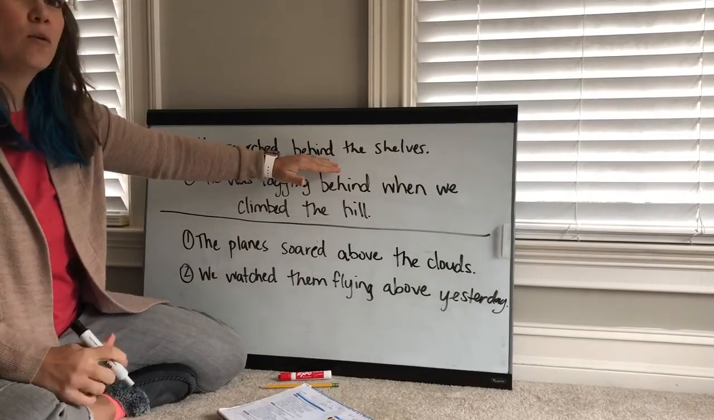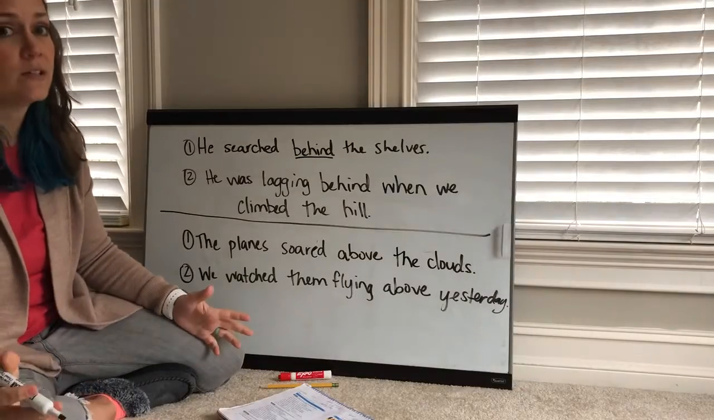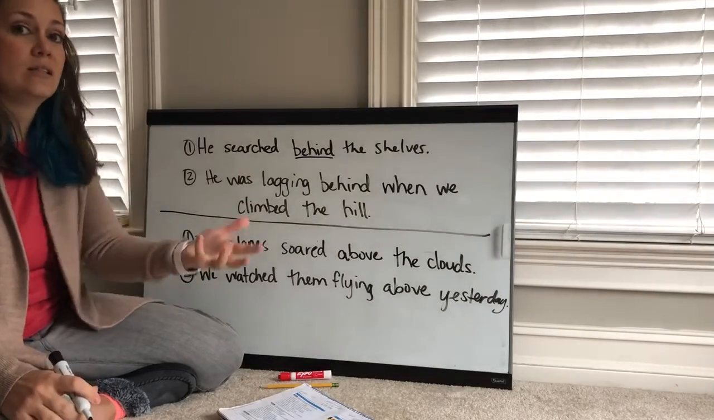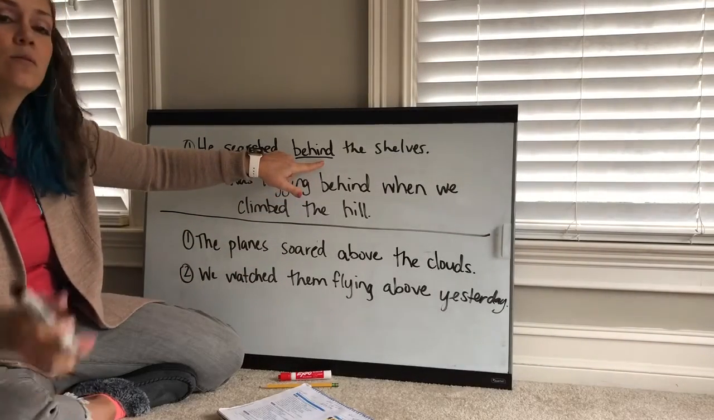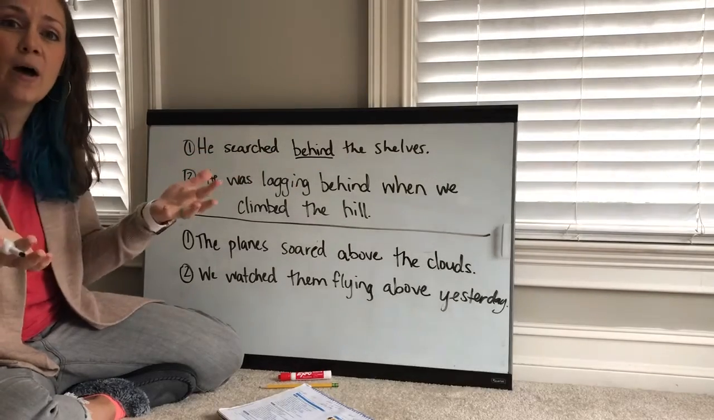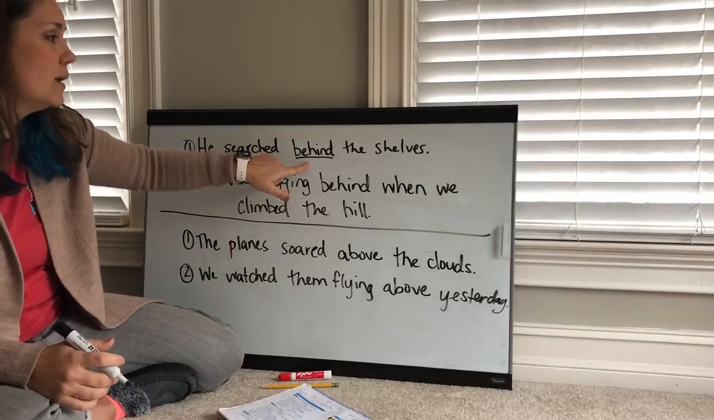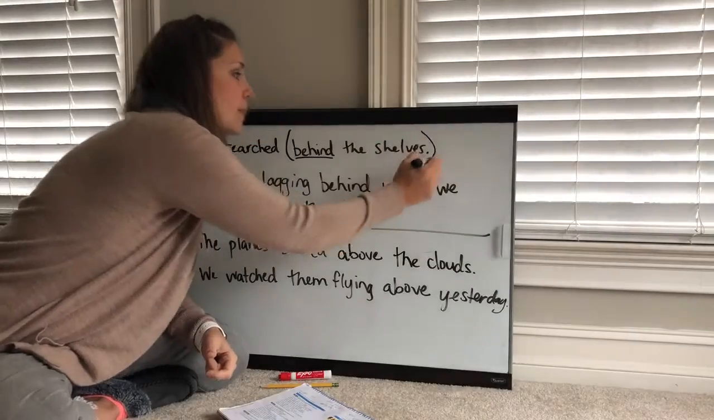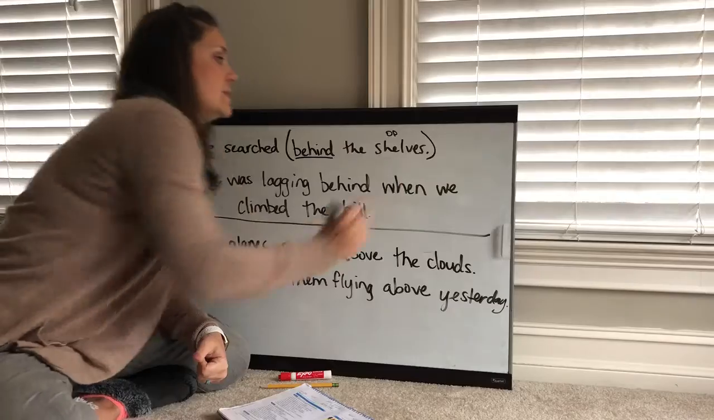So the way I'm going to be able to tell if this word right here is a preposition or if it's an adverb is I'm going to see if it has an object that it's relating something to. So is there something behind? Behind what is what I'm going to ask myself, and that will help me figure out if there's an object there or a noun. So behind what? There is one here, behind the shelves. So I know that this is a prepositional phrase. Behind and shelves is its object.